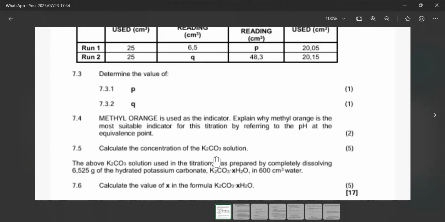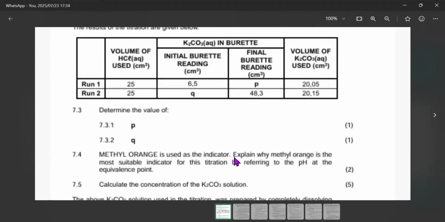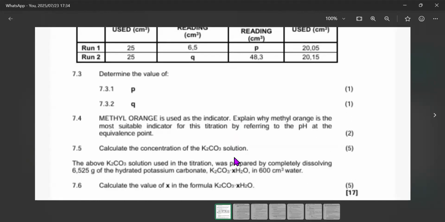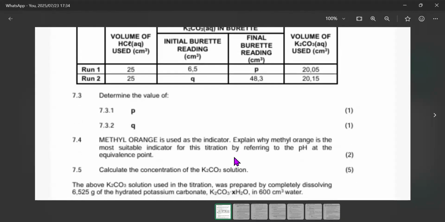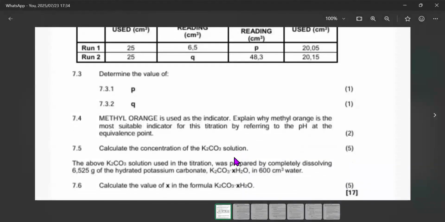Then next they say calculate the concentration of the potassium carbonate solution. Well, this one is really easy. You can use the formula that I said I don't really like. Yes, it's really, really good for you to use in this case. It's short and straight to the point. You don't need to use the stoichiometric calculations. But now this is the most important thing.